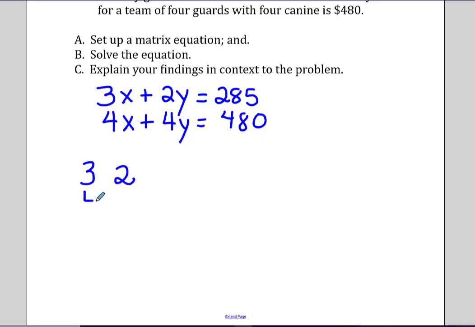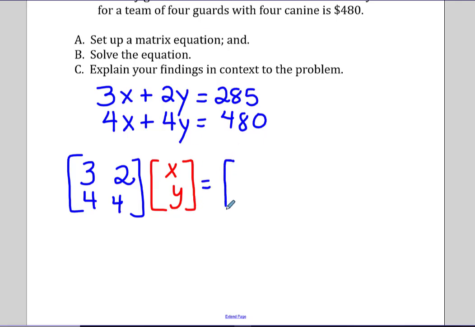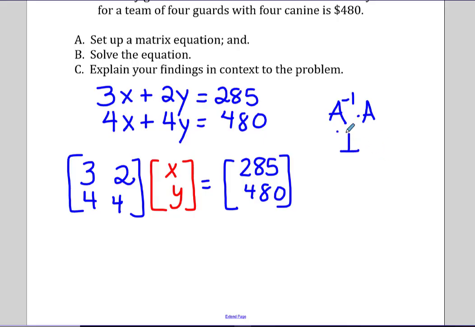3, 2, 4, 4. Then our variable matrix, x, y, and then our solution, 285 and 480. So we know if we multiply the inverse times this matrix, it's going to give us the identity. But if we do that, we also have to multiply the right side by our solution matrix. So I want to find the inverse matrix.